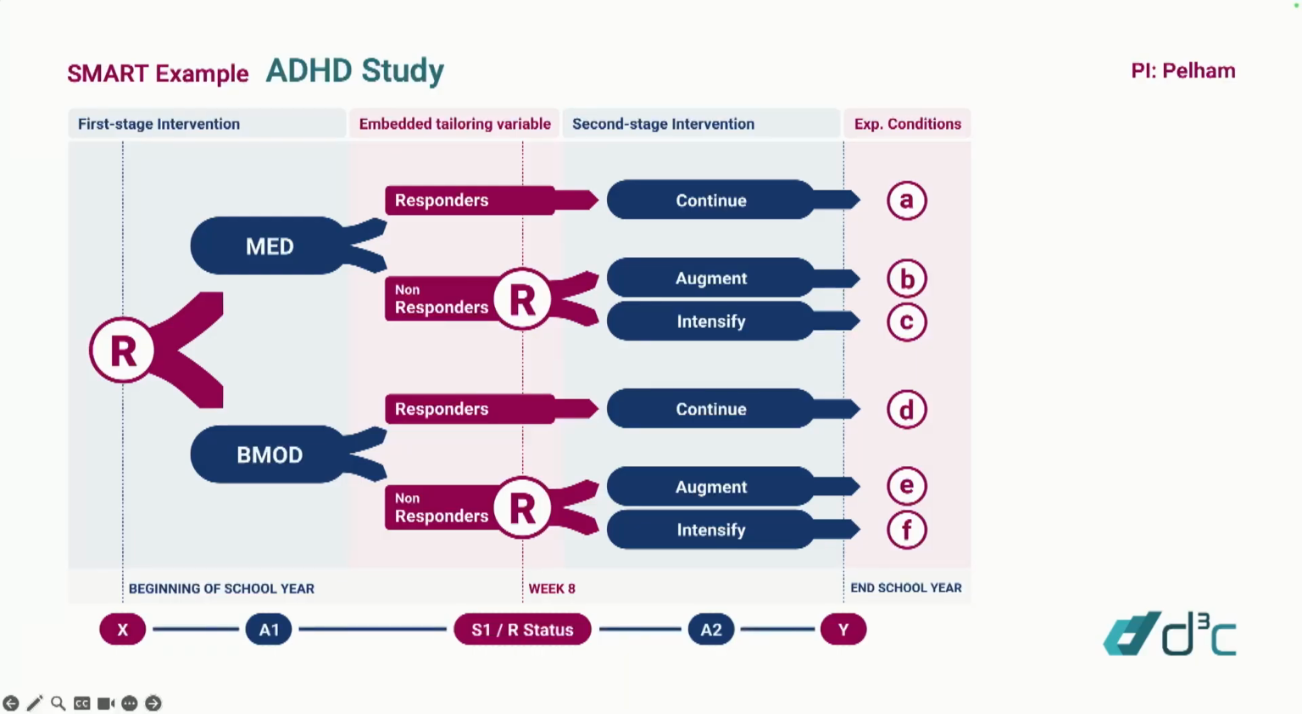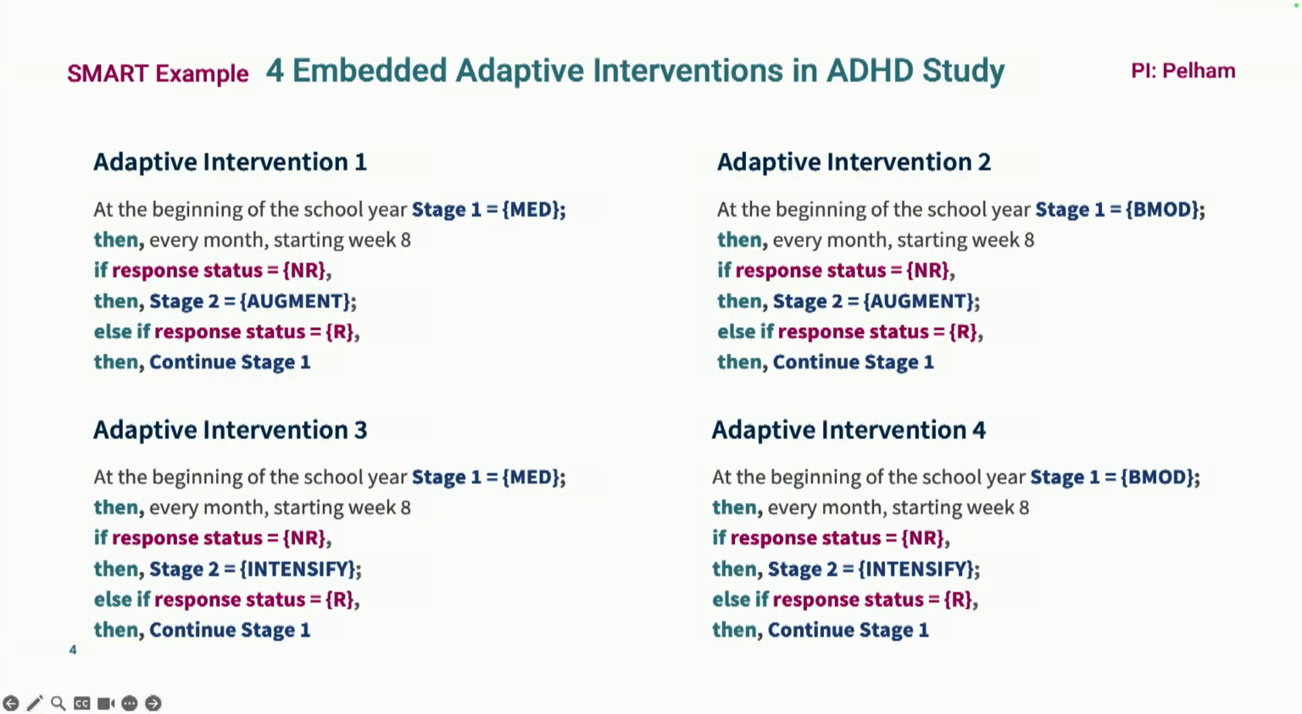Okay, so you all know about the Pelham ADHD SMART. You all know about the 4 embedded adaptive interventions. So just so you know where we're going, in the world in which I want to compare these 4 things, that's where we're going. We haven't done that yet. We haven't shown you how to think that through, how to compare these 4 adaptive interventions. And by now you know that they're in the study. Okay?